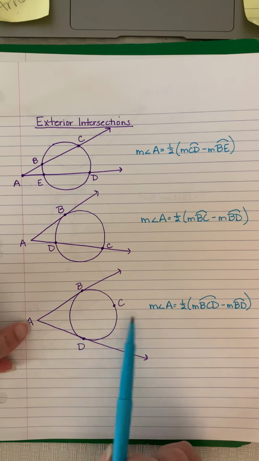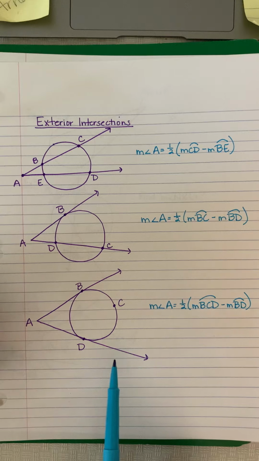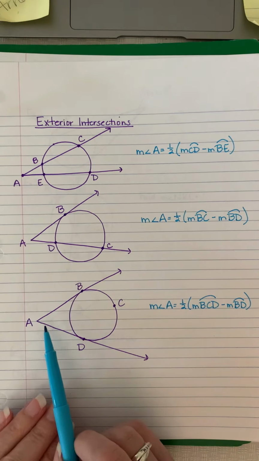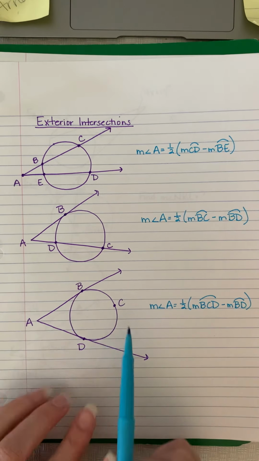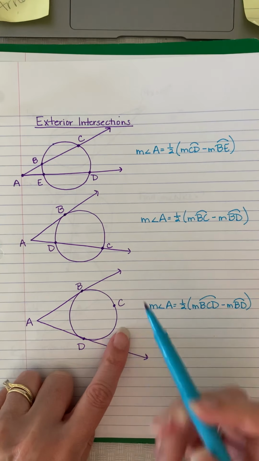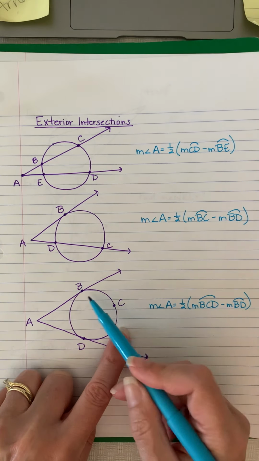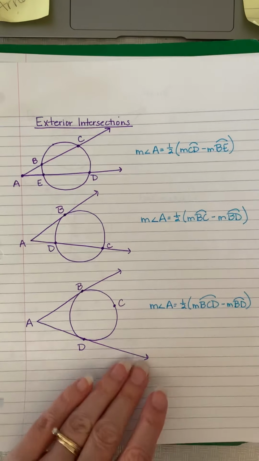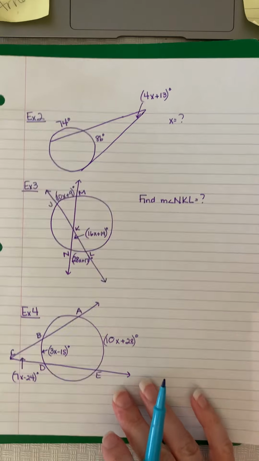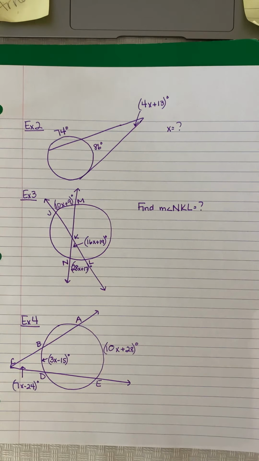So as long as you're given one or the other, you can find the missing arc. And then really all you need is one known degree, and then you can find everything else. These are on the formula chart. So, going to more examples.